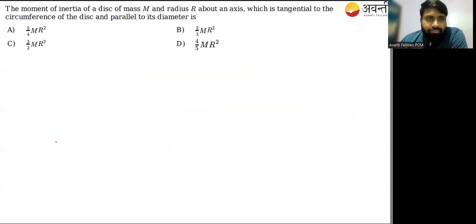Now move on to the next one. The moment of inertia of a disk of mass capital M and radius r about an axis which is tangential to the circumference of the disk and parallel to its diameter is. Now to solve these kinds of problems, we first make the diagram of the situation.